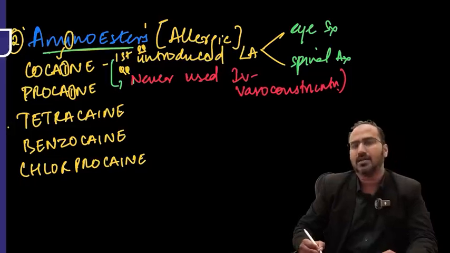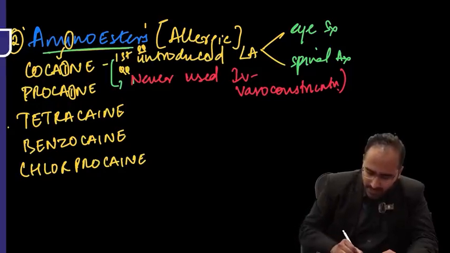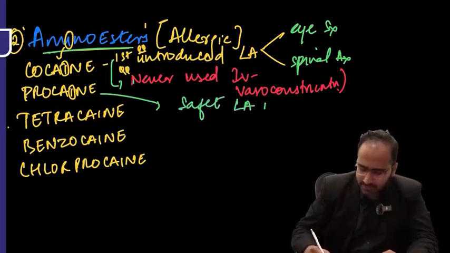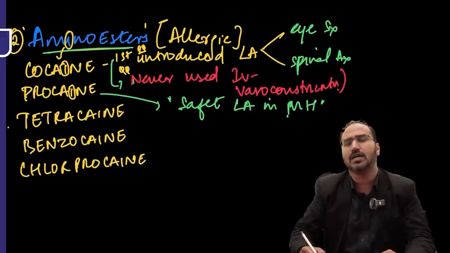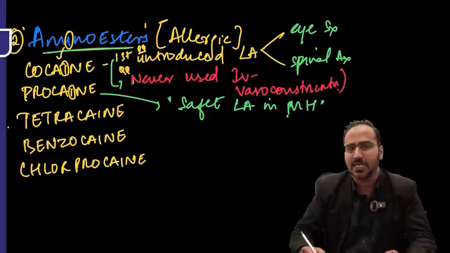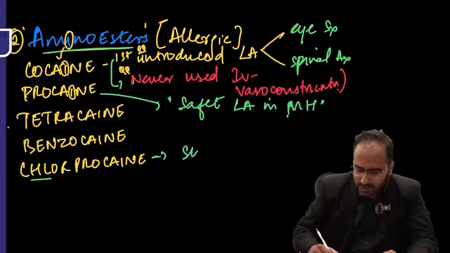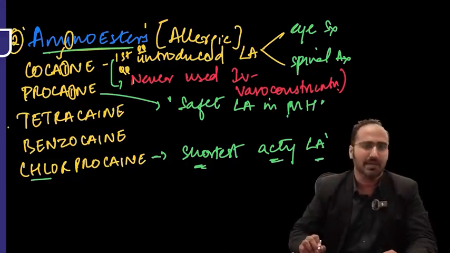Okay. Next is procaine. Procaine is the safest local anesthetic in malignant hyperthermia. There is a condition called malignant hyperthermia which is seen due to triggering of the ryanodine receptors that release calcium and all. Okay. Next, chlorprocaine. Chlorprocaine is the shortest acting local anesthetic. These three drugs in amino esters you have to remember.